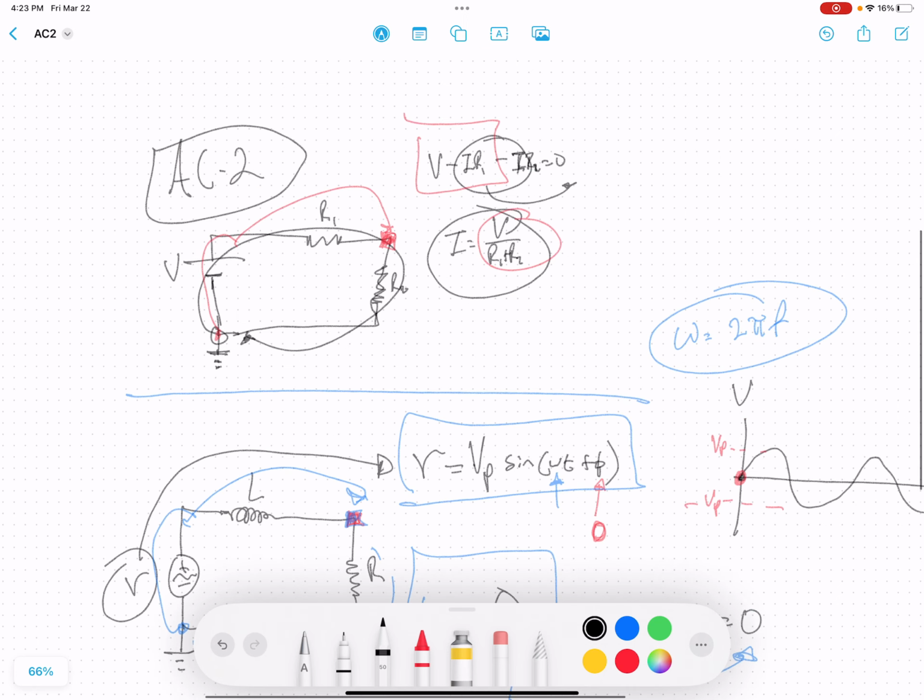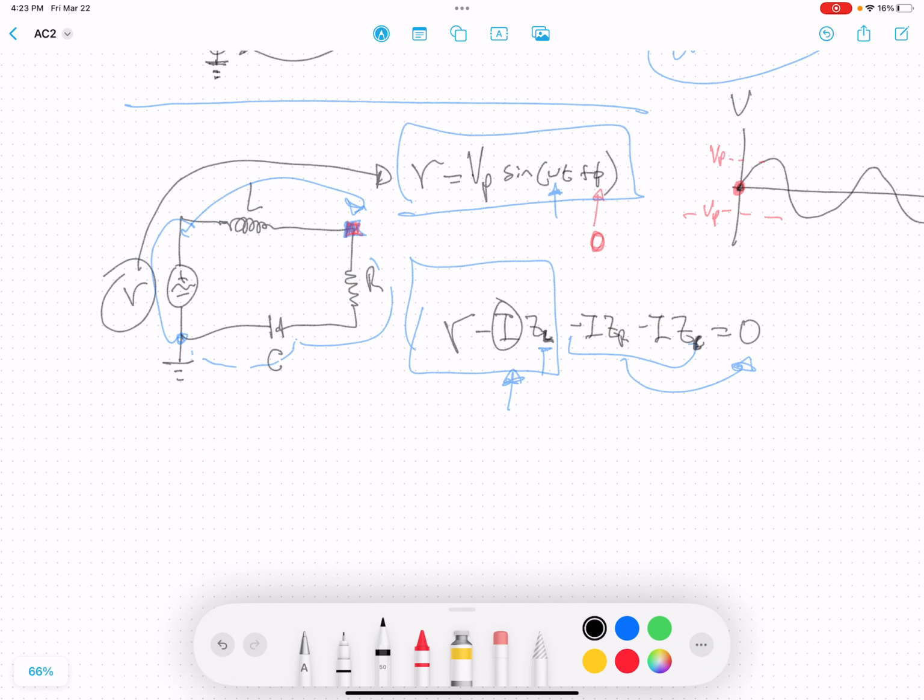But the thing is I don't know I. Up here, I was able to get an expression for I right here. So I need to do the same thing in this circuit, okay? I can do the same thing. I'm going to take these pieces and move them over here. I'm going to factor the I out and divide the other stuff over. And we can do that, right?